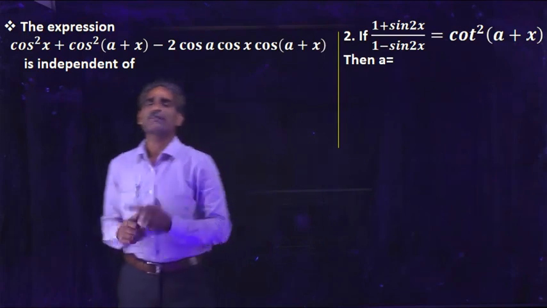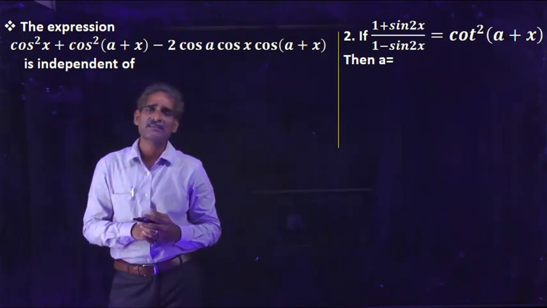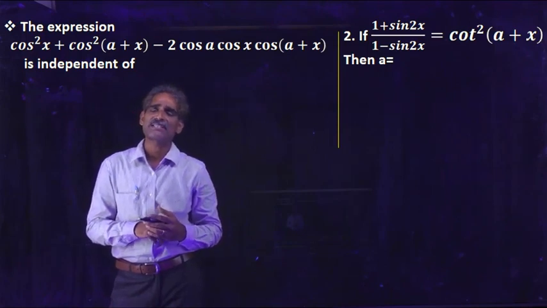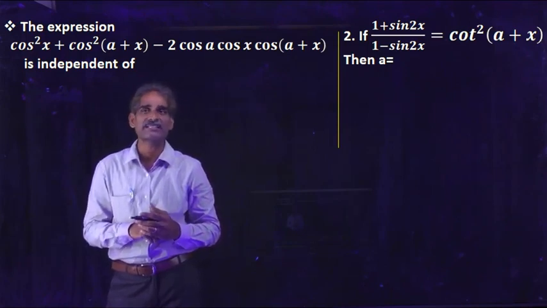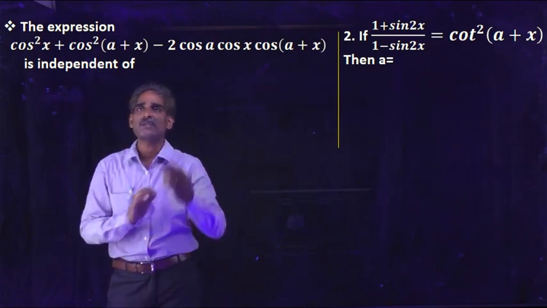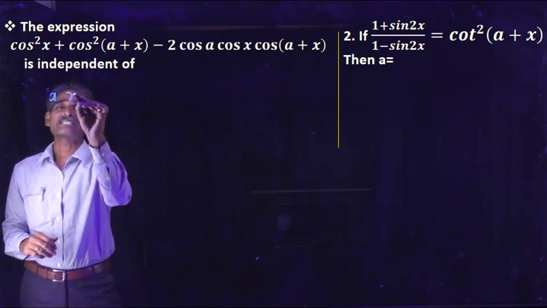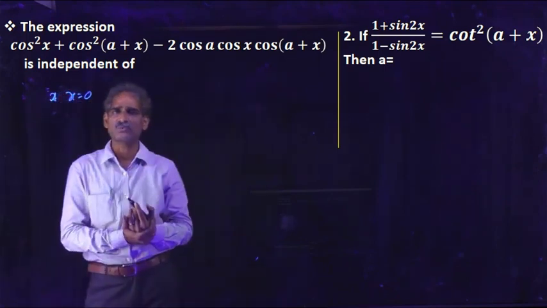So these two are important problems. First one: the expression cos square x plus cos square (a plus x) minus 2 cos a into cos x into cos(a plus x) is independent of dash. Okay, so first of all, suppose x equals 0, you may take a equal to 0 also, no problem.